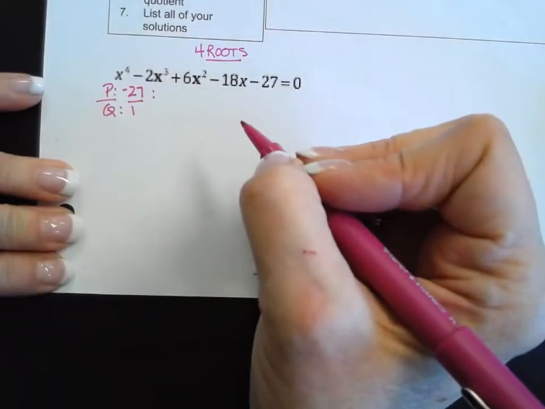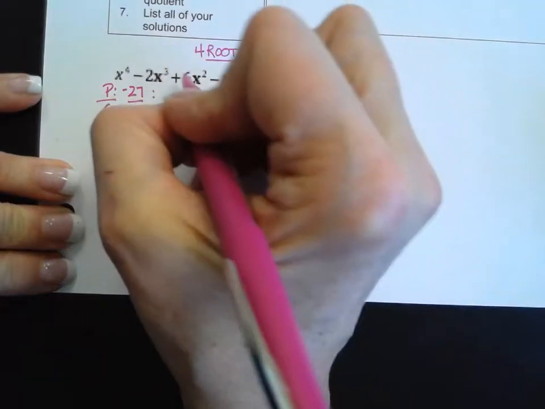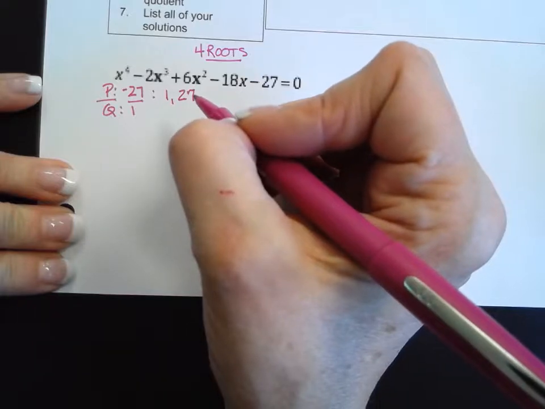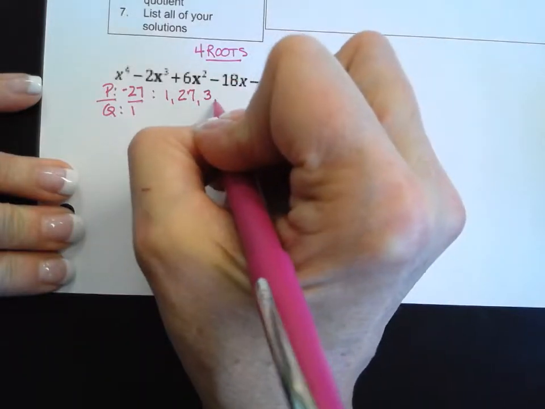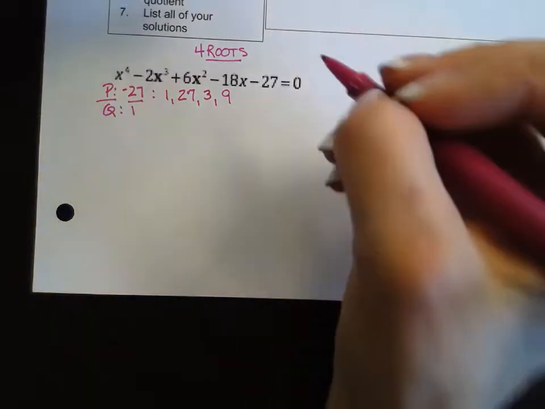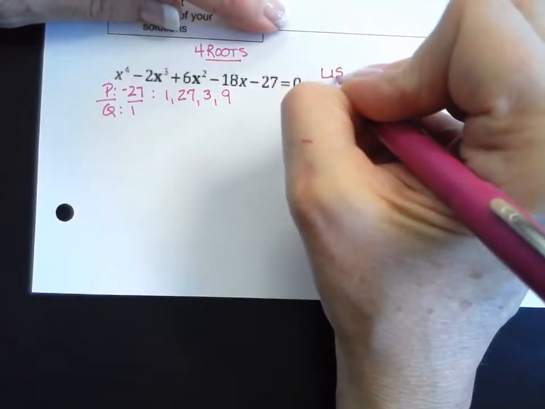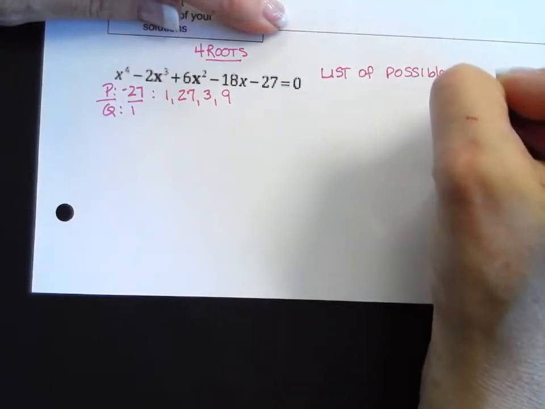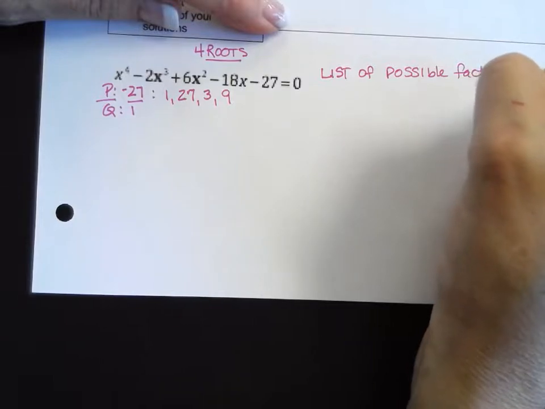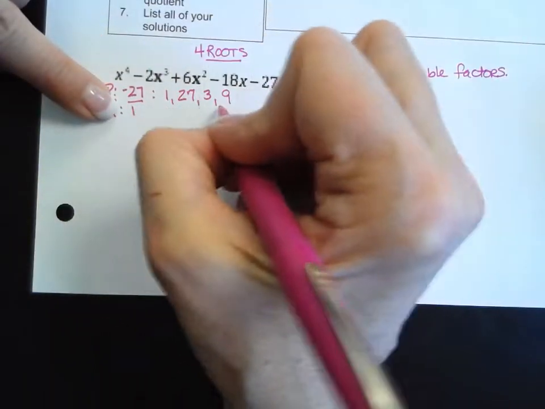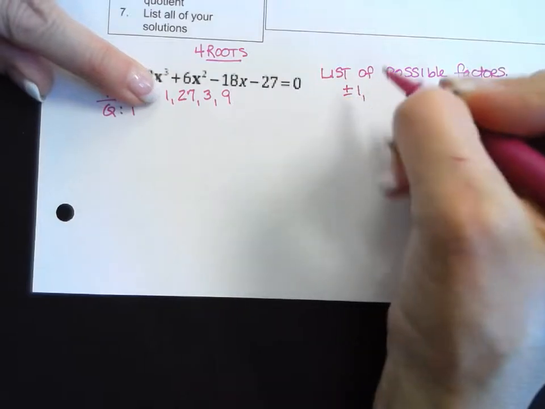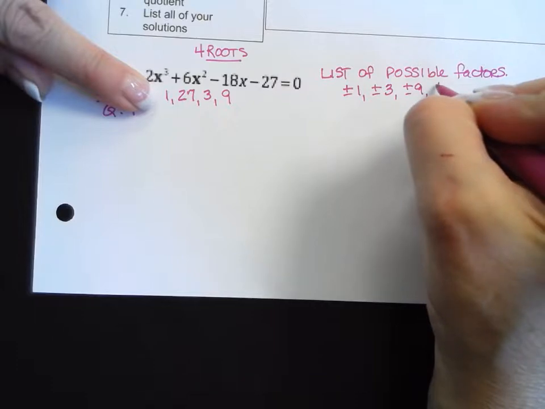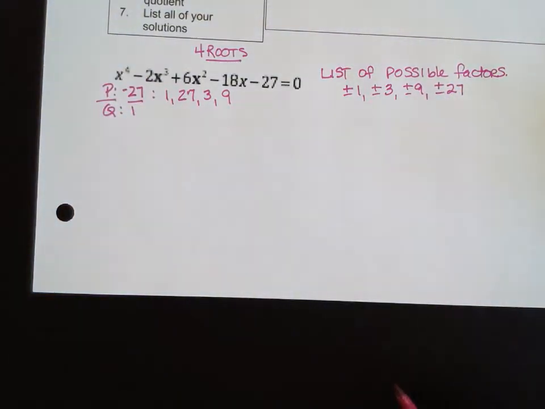So, what are all my factors of 27? 1 and 27. What else? 3 and 9. But that's it. So, for my list of possible factors, because it's all over 1, I'm going to have plus or minus 1, plus or minus 3, plus or minus 9, and plus or minus 27.